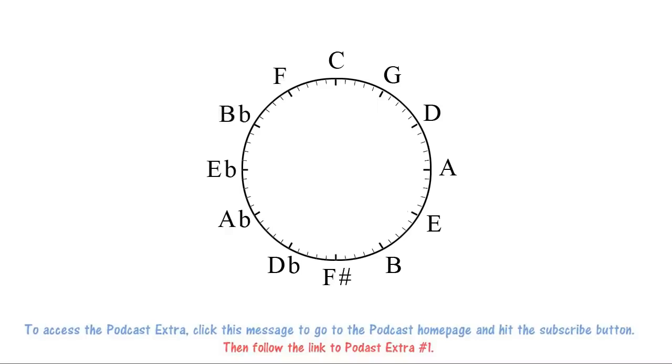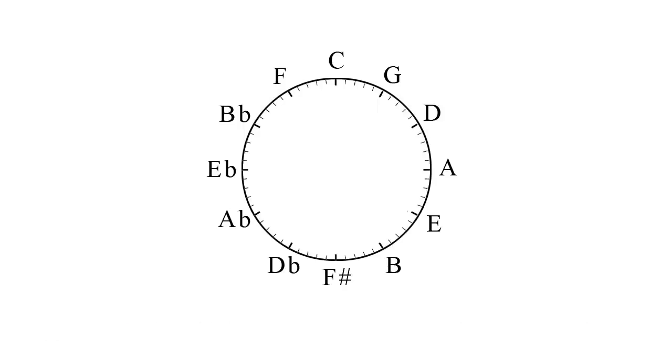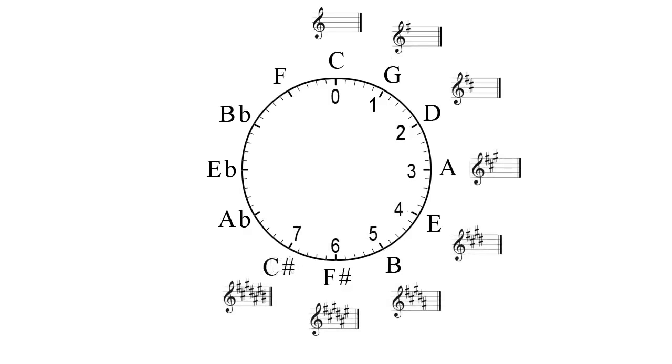So how does the circle of fifths help us find out what key we're in? The key of C has no sharps or flats in it. Notice how it is at the 12 o'clock position, or the 0 position. The key of G has one sharp in it. Notice how G is at the 1 o'clock position. The key of D has 2 sharps in it. Notice how the key of D is at the 2 o'clock position, and so on, all the way around the circle to the key of C sharp at the 7 o'clock position, with 7 sharps in the key signature.